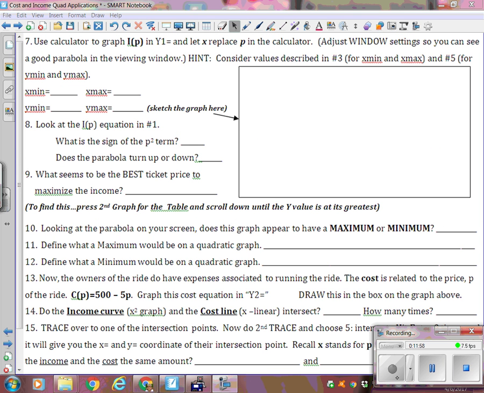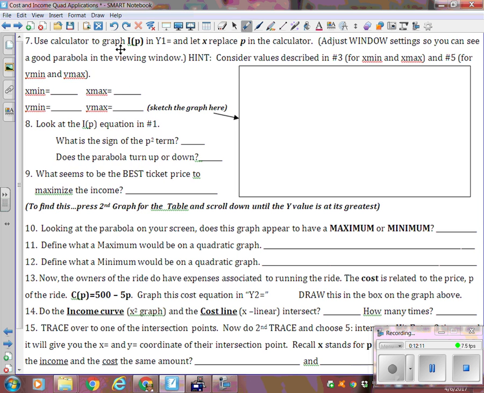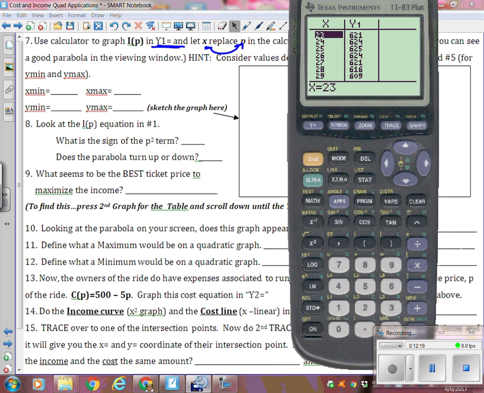All right, let's move on. We're going to use our calculator now to graph it. I want to see what this looks like on a graph. So we've already typed it in. We've already got it in our calculator. We typed it into Y1, and we let X replace what? P. We don't have a P, so we use letter X. Okay, pull your calculators out. You got them? We just looked at the table. Now we want to look at the graph.